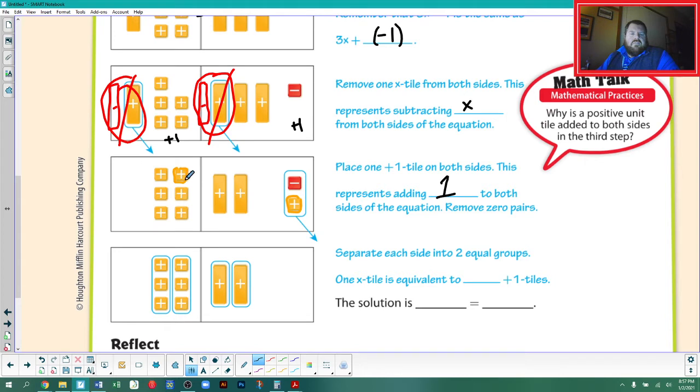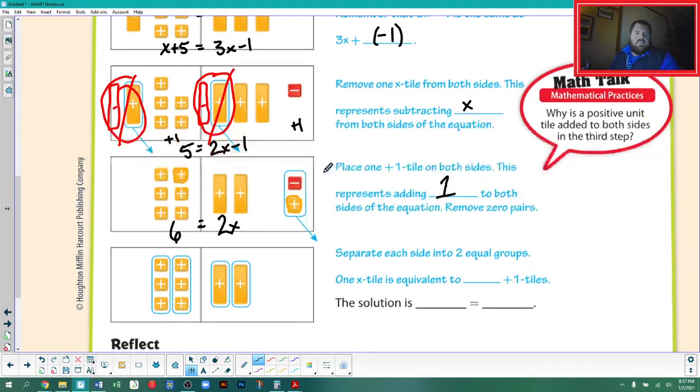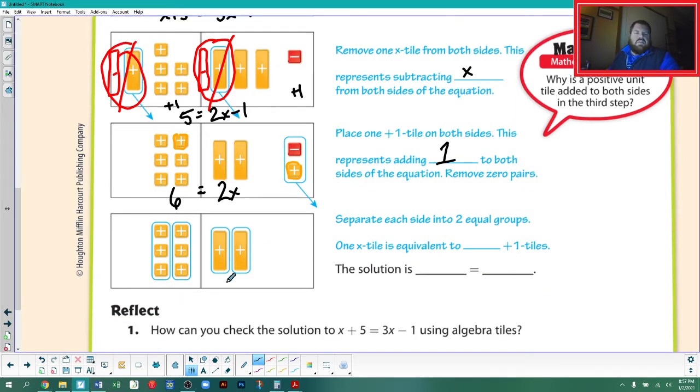At this point, over here we have 6, and over here we have 2x. Maybe this helps represent what's happening. Here we have x plus 5 equals 3x minus 1. At this stage, we removed those, and we had 5 equals 2x minus 1. And then we split them into equal groups. Since we have 2 x tiles left, we split our other side into even groups as well. That's the equivalent to one of these x tiles being the same as 3 of the plus 1 tiles. So one of the x tiles is equal to positive 3.